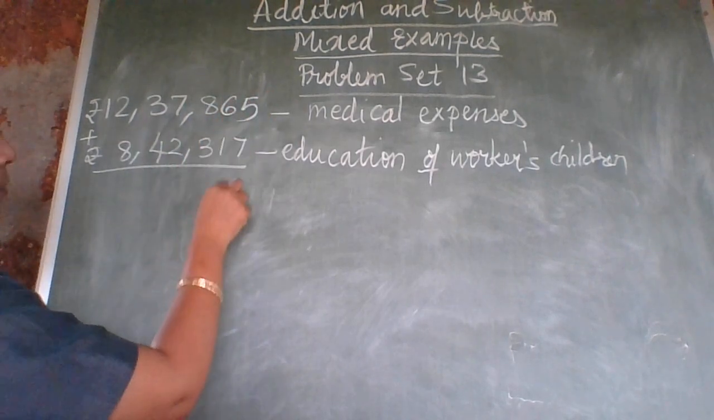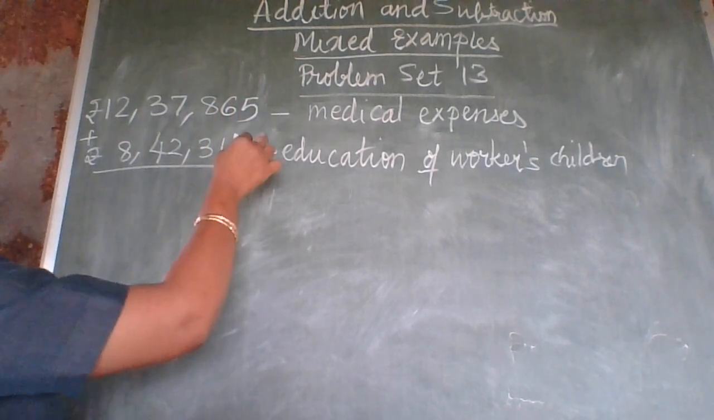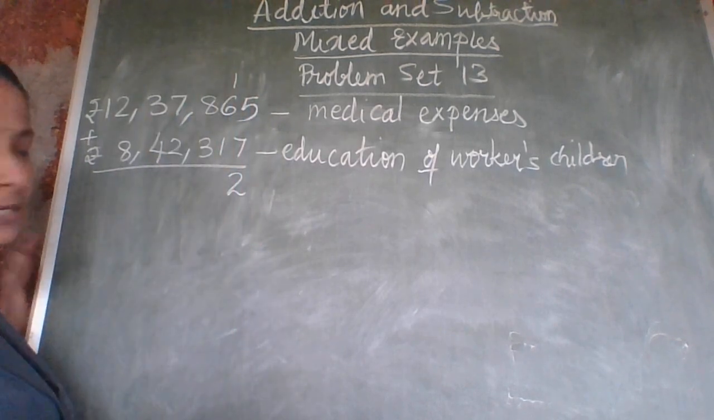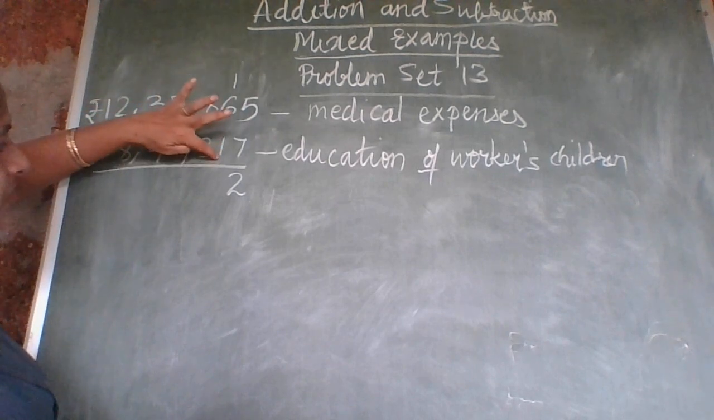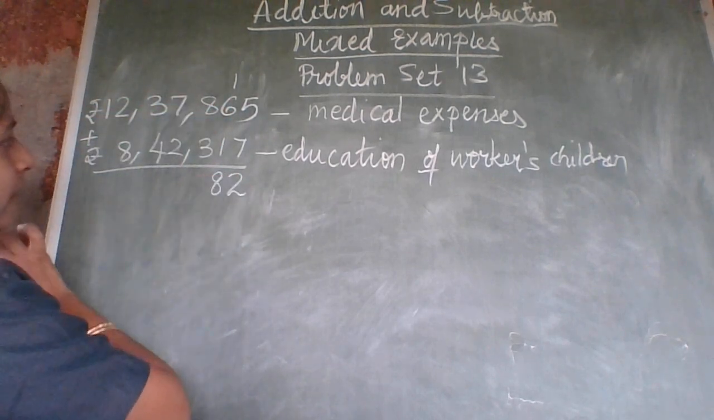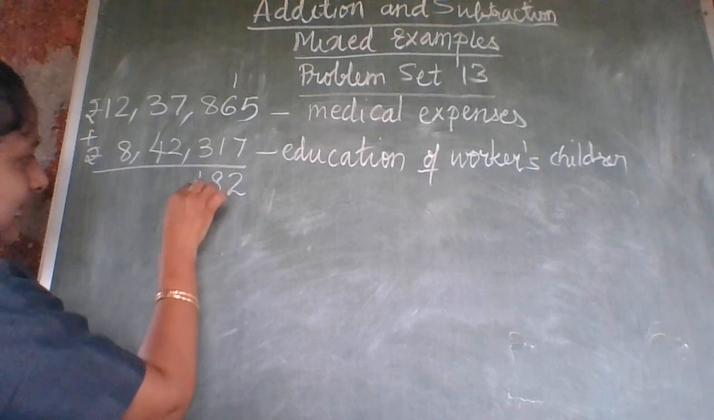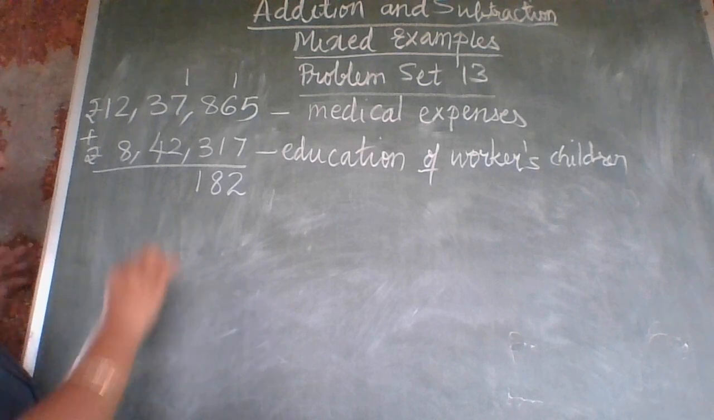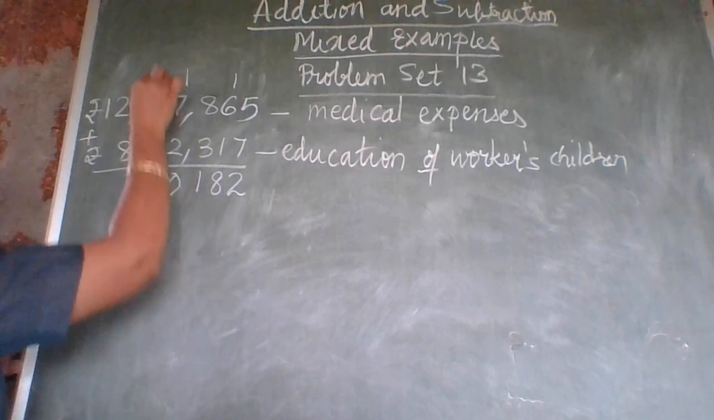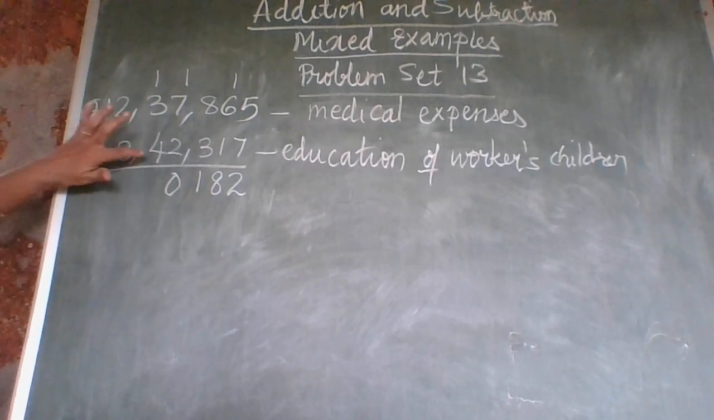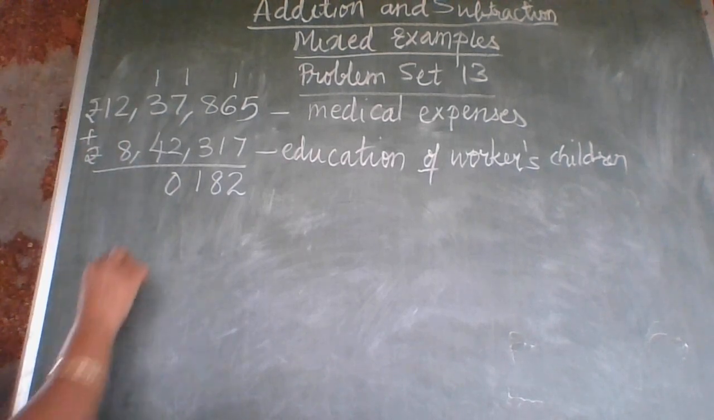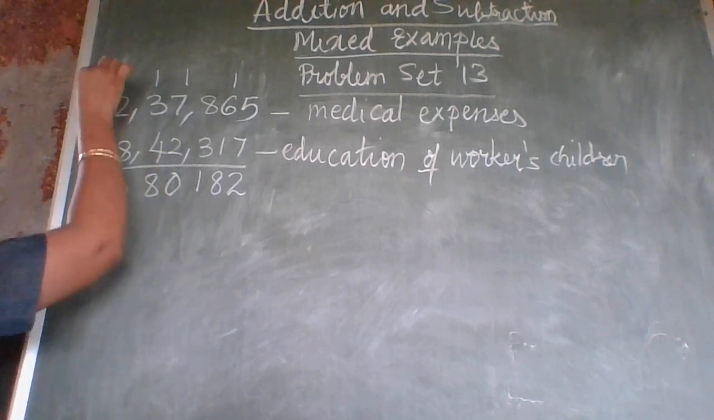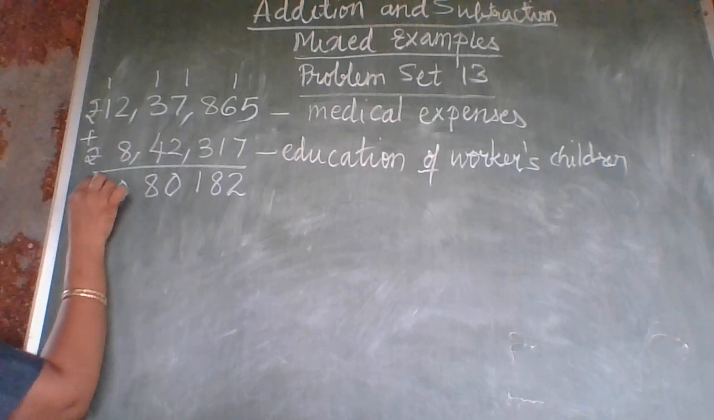So let's begin now addition of these two. So 7 plus 5 is equal to 12, carry 1. 6 plus 1 is equal to 7, plus 1 is equal to 8, fine. 8 plus 3 is equal to 11, carry 1. 7 plus 1 is equal to 8, 8 plus 2 is equal to 10, carry 1. Then 4 plus 3 is 7, plus 1 is equal to 8, 8 plus 2 is equal to 10, carry 1, 1 plus 1 is equal to 2, giving 20,80,182.